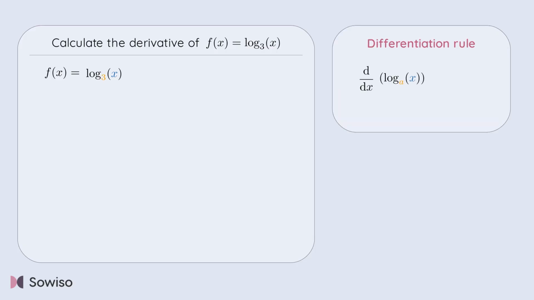The rule says the derivative of the logarithm of base a of x is 1 divided by the product of the natural logarithm of a with x. This is only defined for positive a.